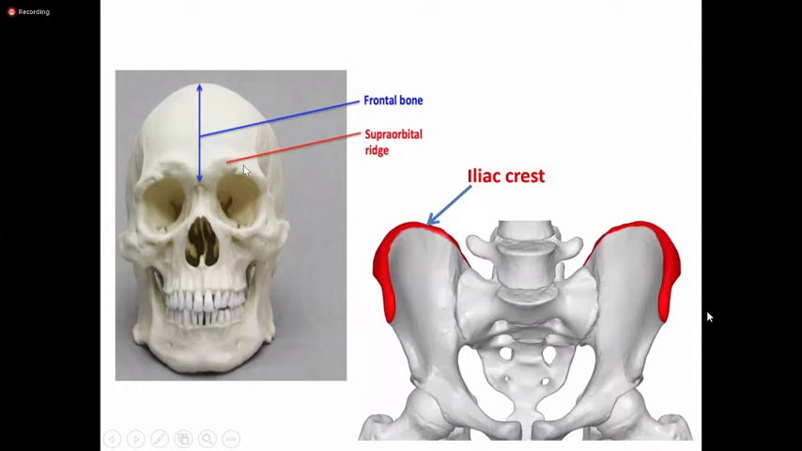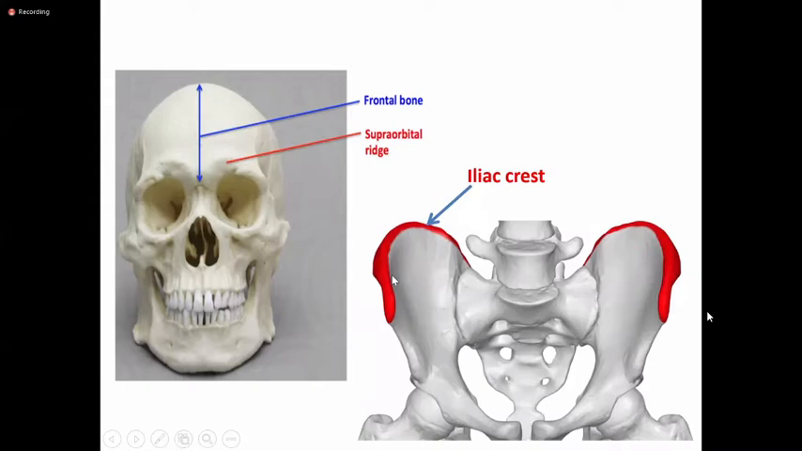Like that we see, this is the orbit. Over the orbit we can see a ridge, that is the supraorbital ridge, which is prominent in males. Then if the ridge is more pronounced, covering a larger area, it is called a crest, like the iliac crest, which we can see on this hip bone. The upper border of the ilium is called the iliac crest.